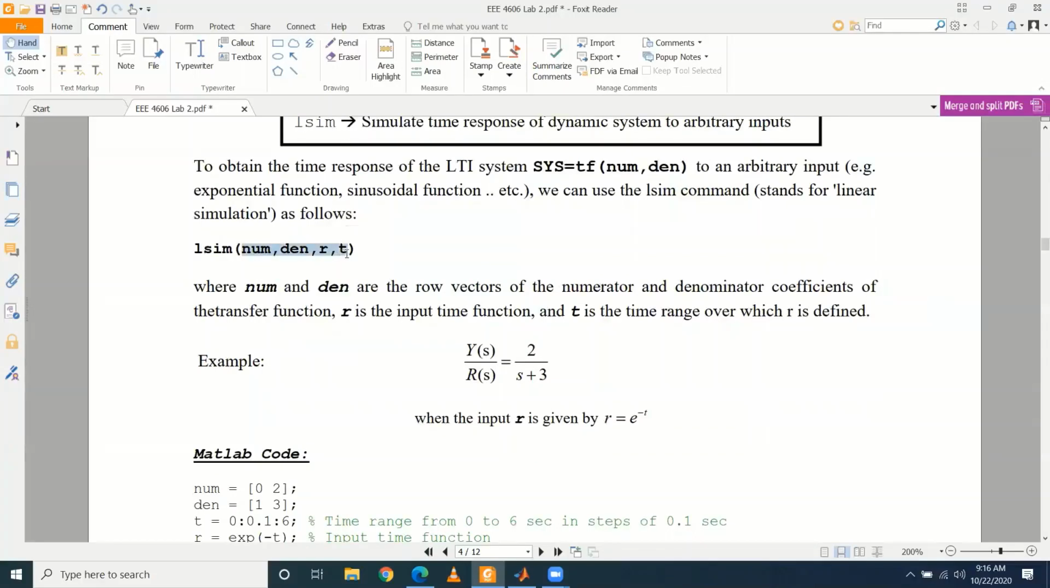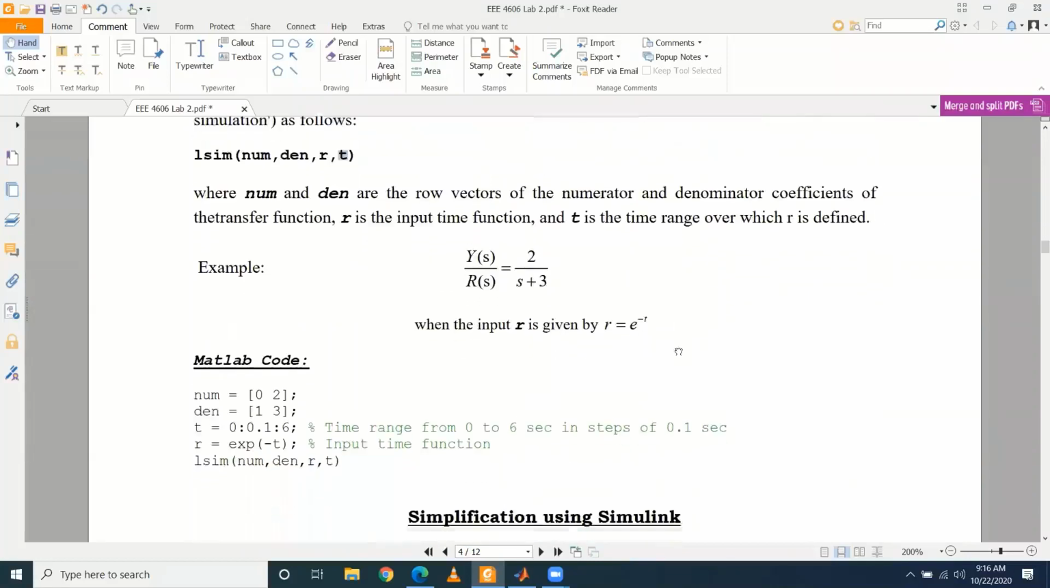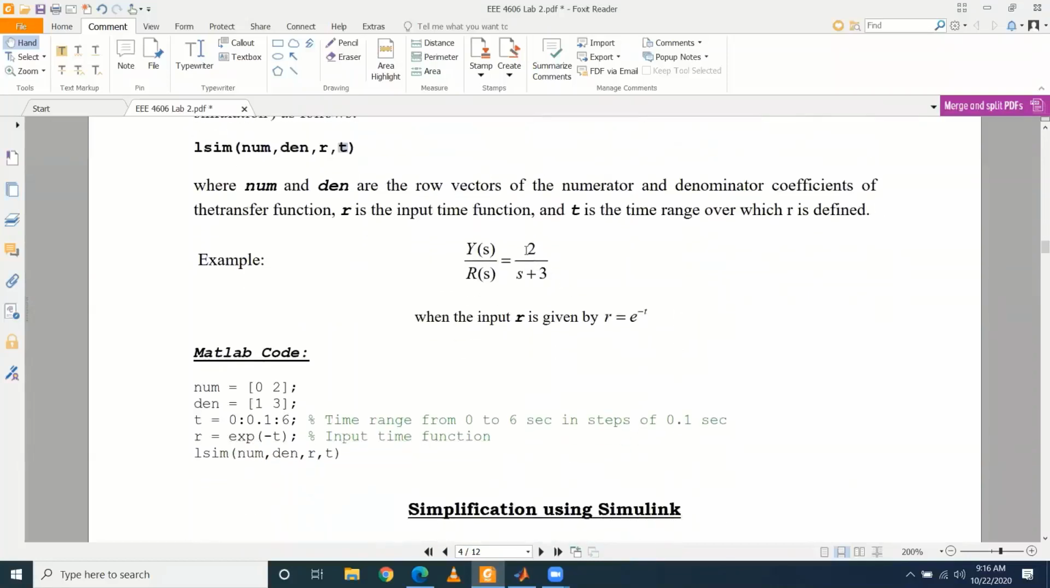For that, there are 4 input parameters. So num and den, you already know what they are. They are the num and the den of the transfer function that we have. R is the input signal, and T is the time interval for which you want to observe the response. So suppose our transfer function is 2 by s plus 3. We want to observe the response of the system when the input is given by e to the power minus t, which is an exponential function.